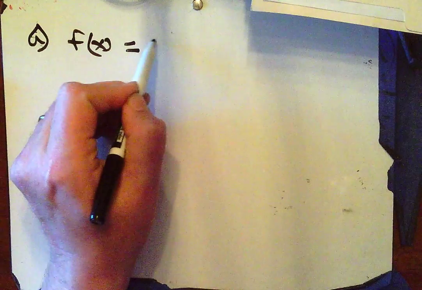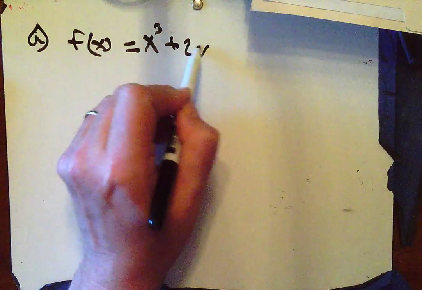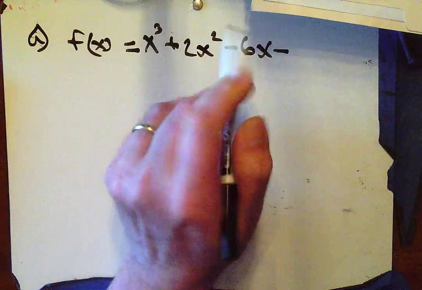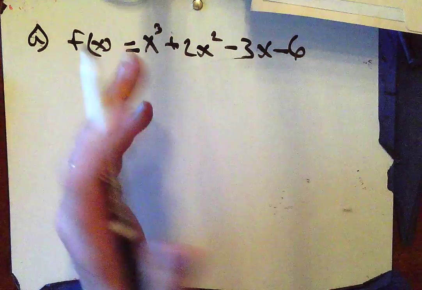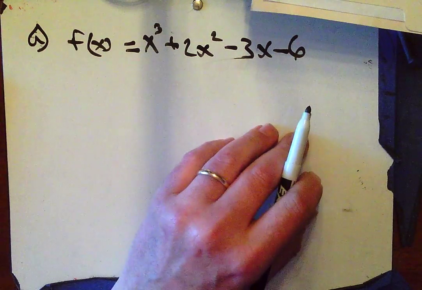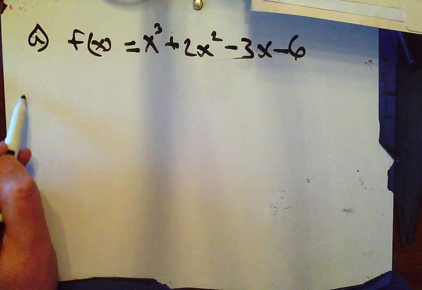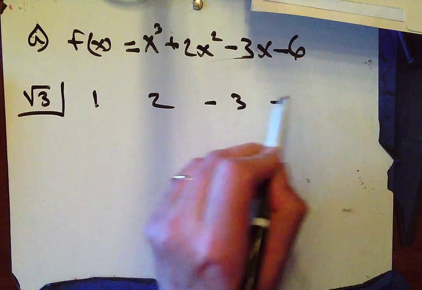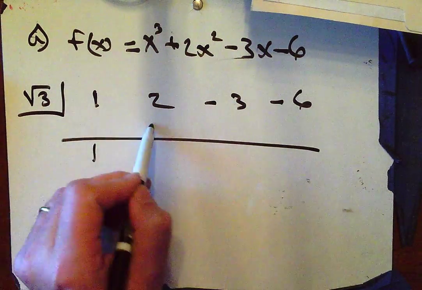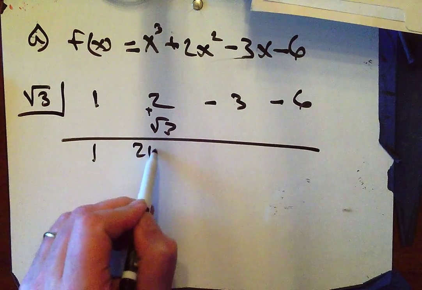Station 3. Factor each polynomial completely, knowing a given root. So our first one here says f of x equals x to the third plus 2x squared minus 3x minus 6. Now it says factor. It does give us a root, so I suspect I'm supposed to do something like root 3, 1, 2, -3, -6. 3, and we're adding.